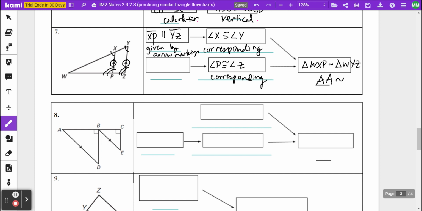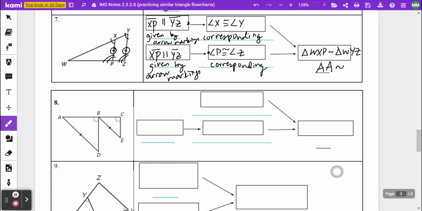And it's the same set of parallel lines. So you could really draw an arrow from this box to this one, but I'm just going to restate because usually you won't have the same parallel lines. So I'm restating it. You don't have to. You can either do this restatement or attach a line from here to here: XP is parallel to YZ. That is given by arrow markings. Next.